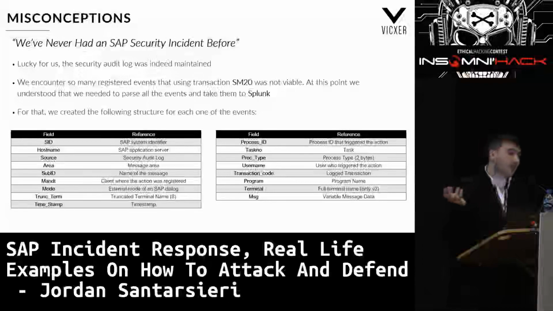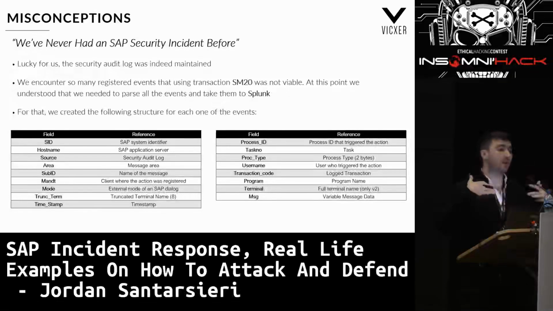So at least we got the security audit log, so we have something to start working with. But we have so many events, plus all the logs that were archived, that we couldn't use the SM20. We need to do something a little bit more complex. So per each one of the events that we had, we of course had to create a parser. We did that in Python. And per each one of the events, we created a structure that I'm going to explain very soon, the table that you see there. All those events were in a JSON file, and we put that into Splunk because we were using the power of Splunk to later do queries.